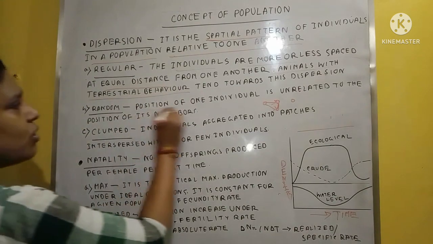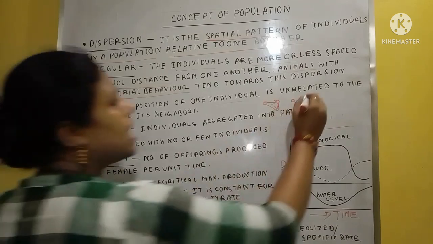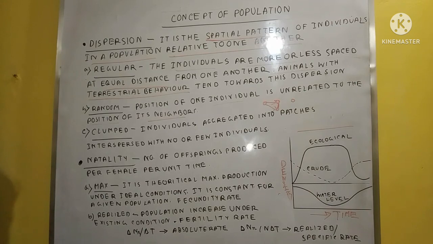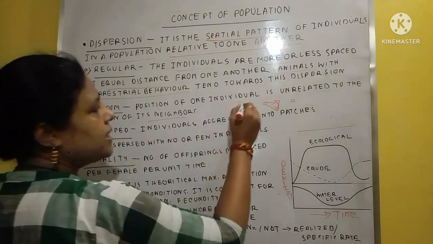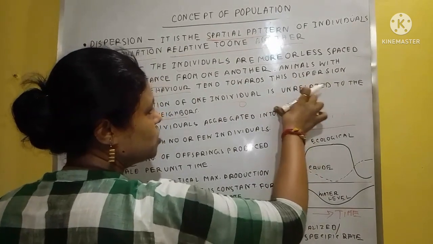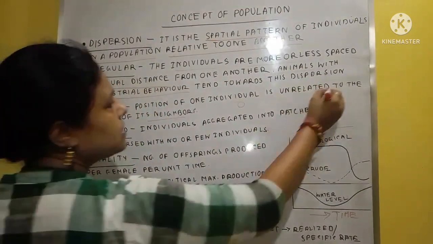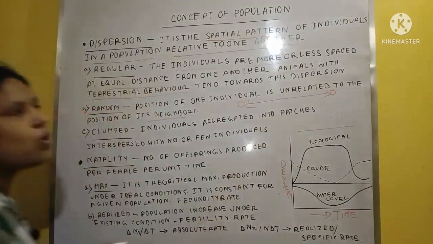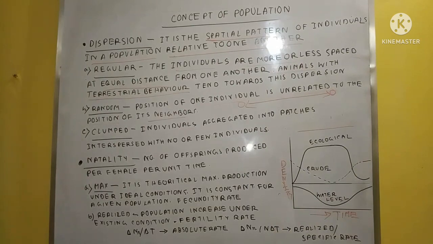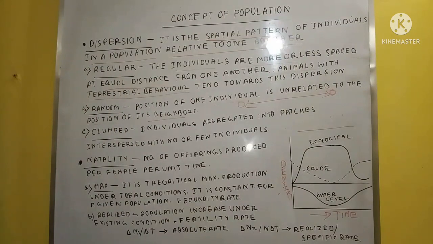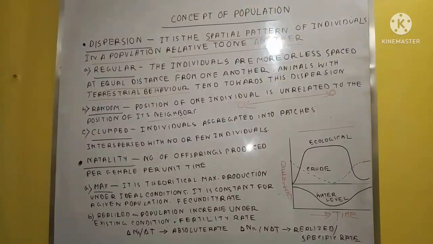Random means the position of one individual is unrelated to the position of its neighbor. It is also rare because there is one individual and another individual, and there is no relation between them. They are unrelated individuals, and that's why it is called the random kind of dispersion, and it is also rare.